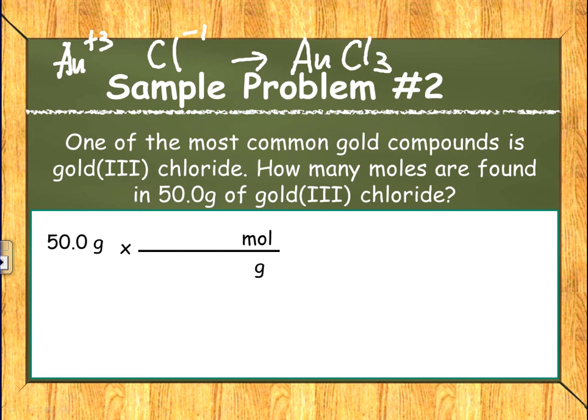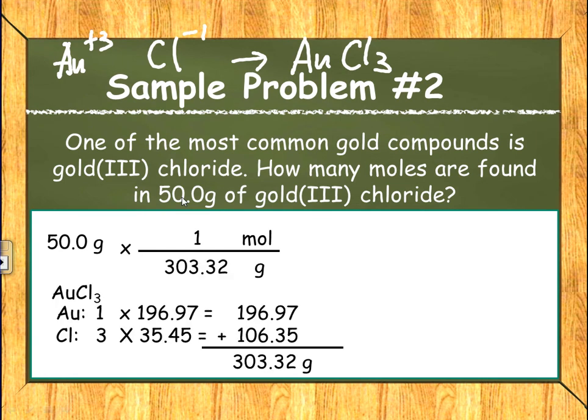That's the mass that I need to find of 3 chlorine and 1 gold. When I do that, I get 303.32. When I do the math, I get 0.16484 moles of gold 3 chloride.